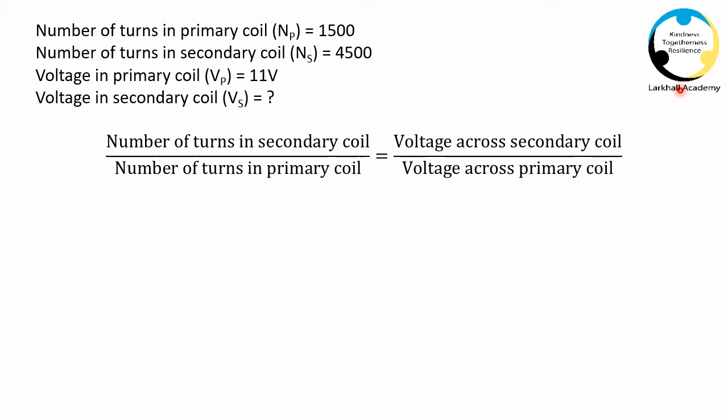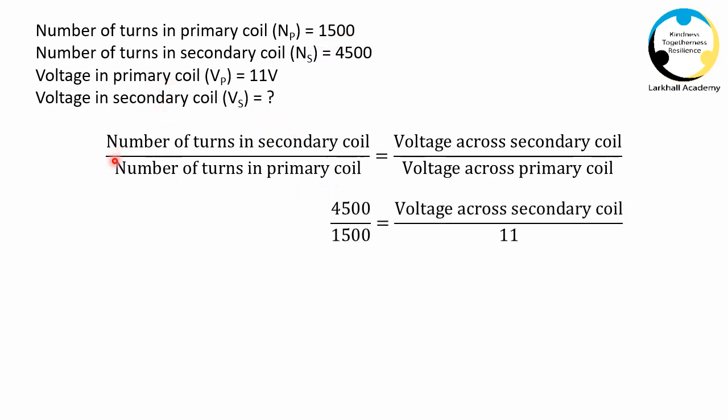Nice and simple. Now we want to take these values and plug them into the right places. This is easy. We look for the number of turns in the primary coil, which was down here, and we change that to 1500. We look for the number of turns in the secondary coil, which is there. That's 4500, so that one goes on the top, and that equals the voltage across the secondary coil. Well, we've got a question mark here, so we just leave that as it is. And then we've got the voltage across the primary coil. That was 11 volts, and it's on the bottom there. So there we go. Simple as that.